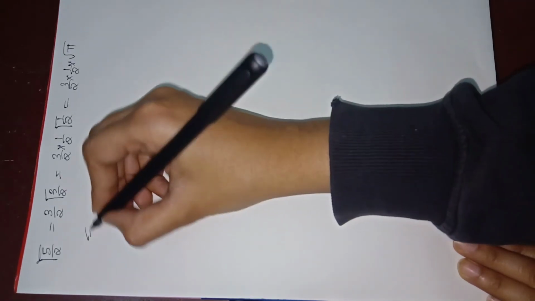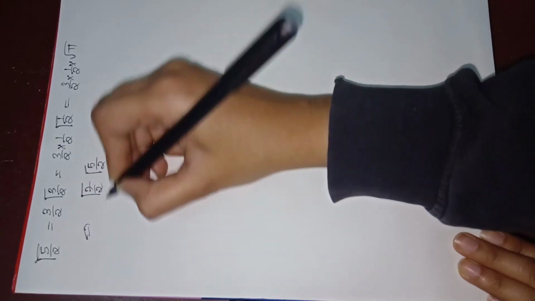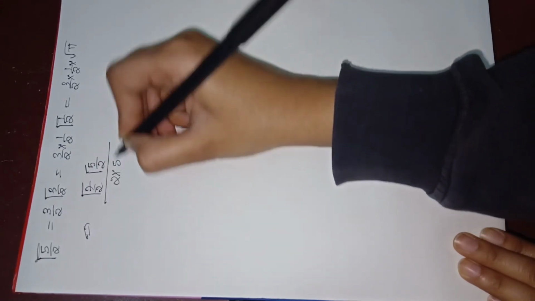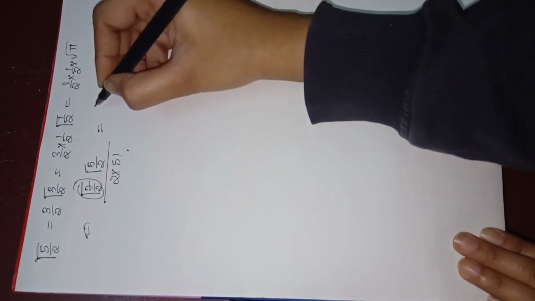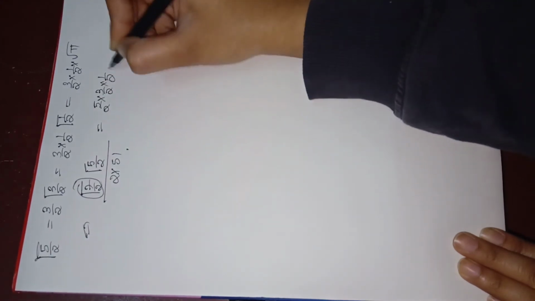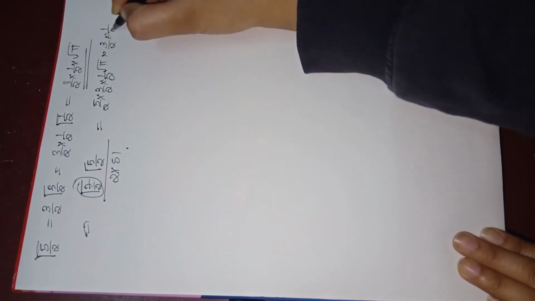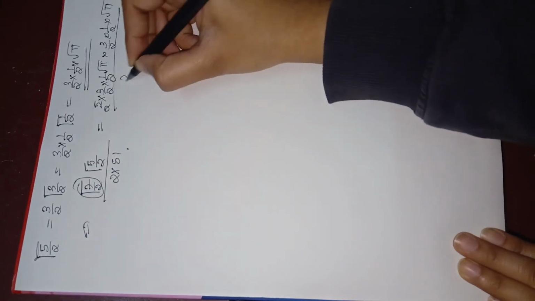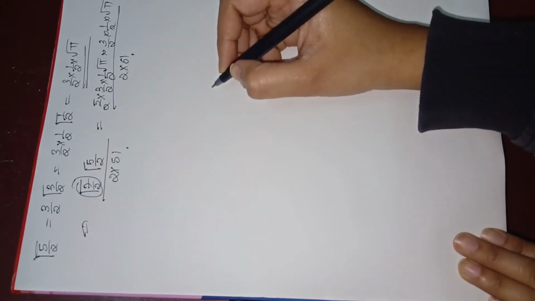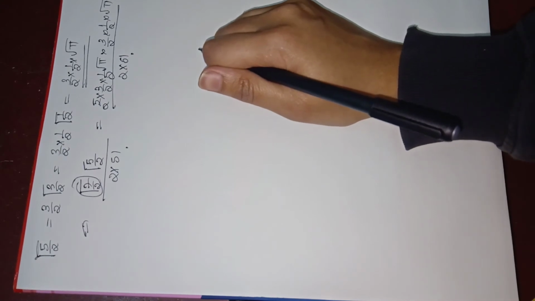And what was my final answer? Gamma 7 by 2, gamma 5 by 2 divided by 2 into 5 factorial. So what is gamma 7 by 2? It was 5 by 2 into 3 by 2 into half into root pi. And gamma 5 by 2 is 3 by 2 into half into root pi, divided by 2 into 5 factorial. So you just simplify and this is your answer. Okay, it's very easy.